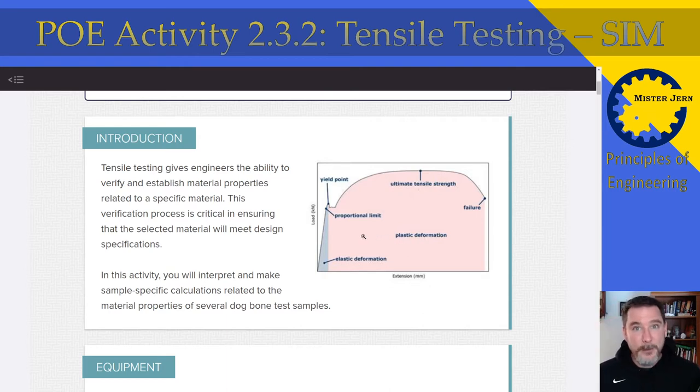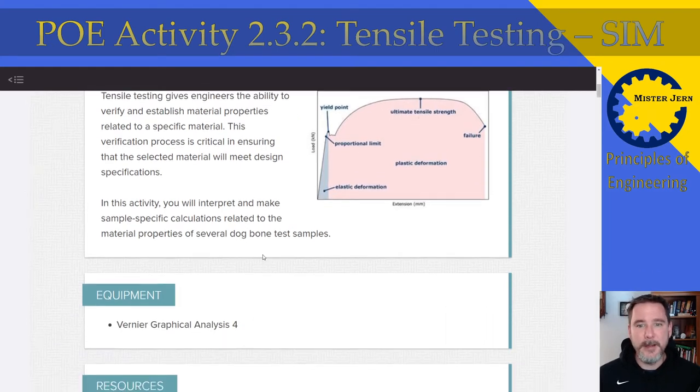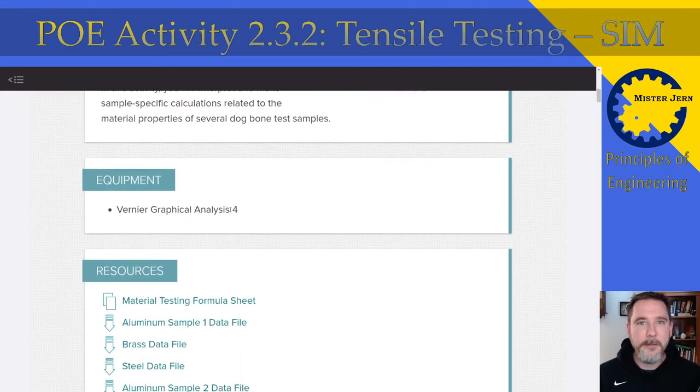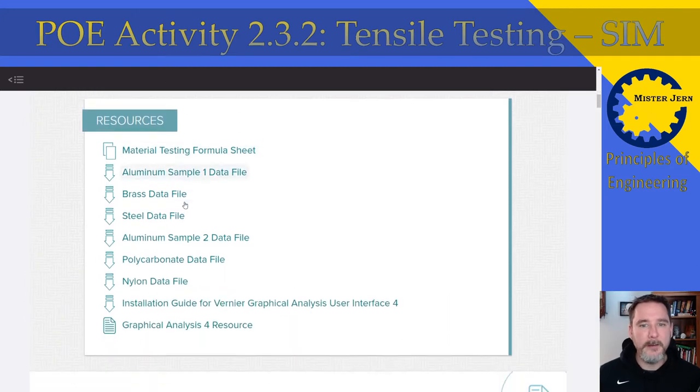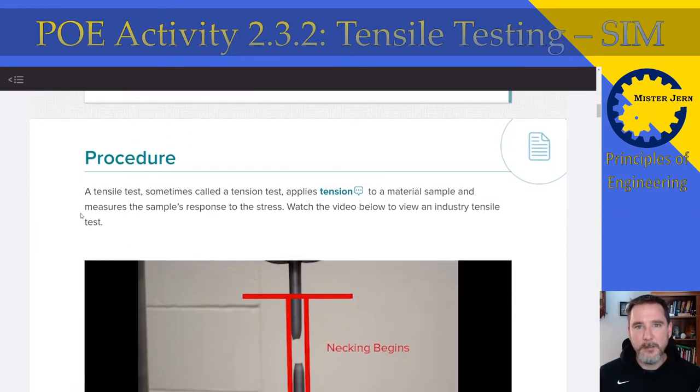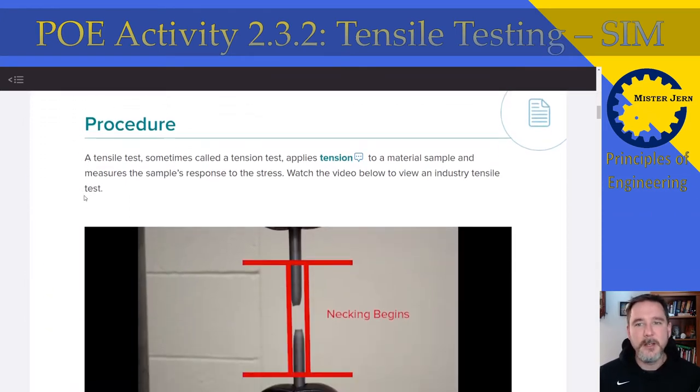Anyway, refer to this often. In fact, it might not be a bad idea to have this printed out or on another screen, because you're going to be coming back to it a lot. You're definitely going to need Vernier Graphical Analysis 4. You probably have used it before, so I'm not too worried about that. Here are all the resources, which will be clickable within the instructions themselves.